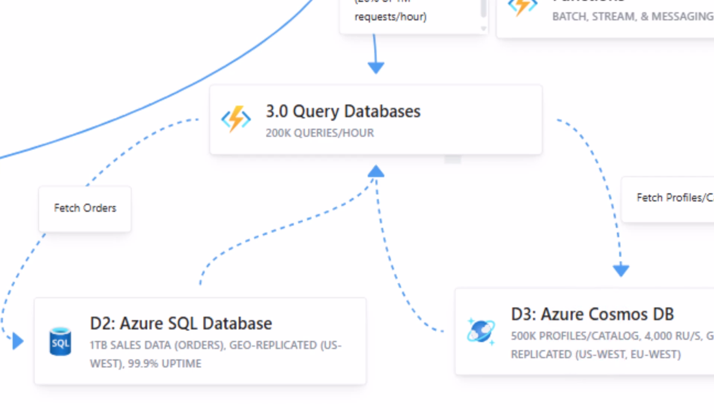This flow is labeled Fetch Profiles/Catalog. Together, these databases handle the 200,000 queries per hour efficiently, supporting our application's performance needs.